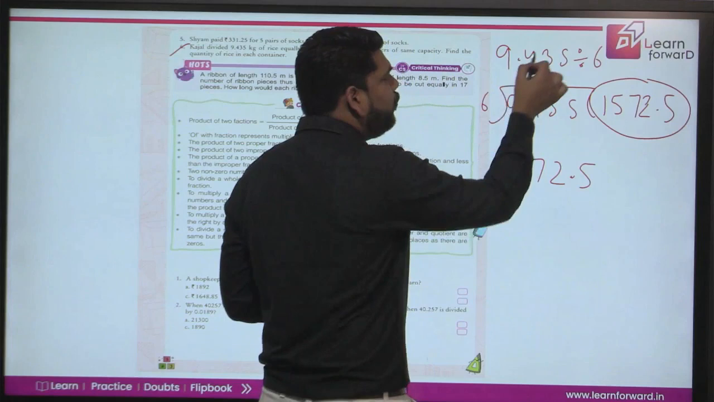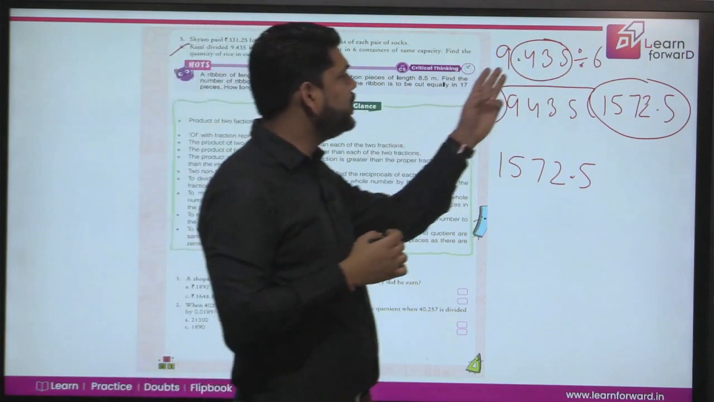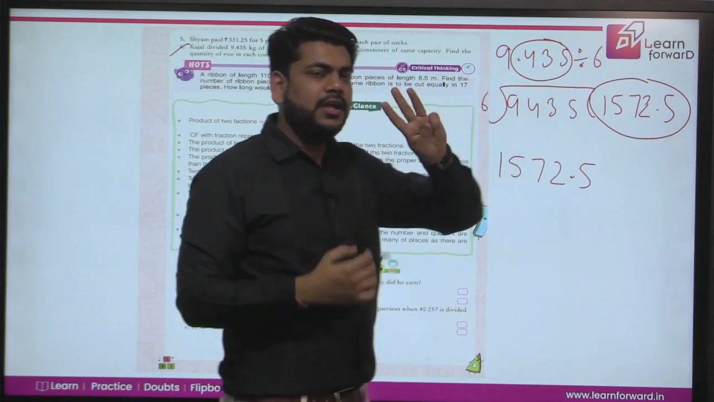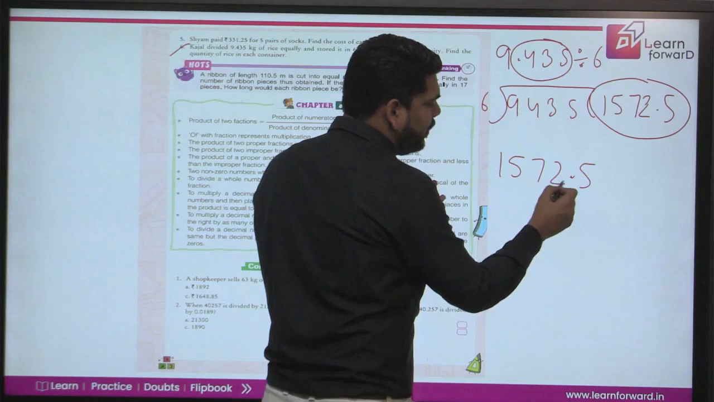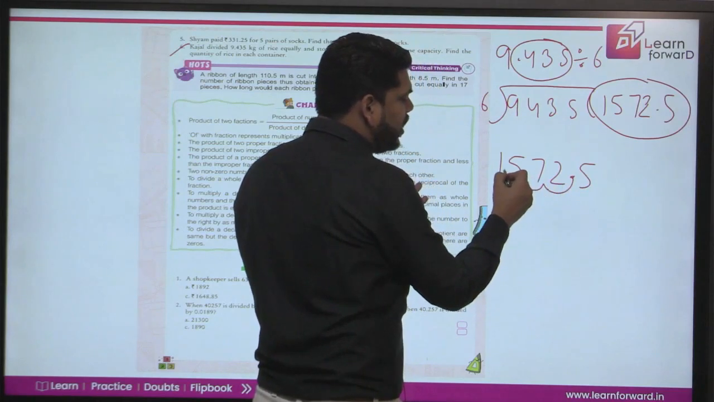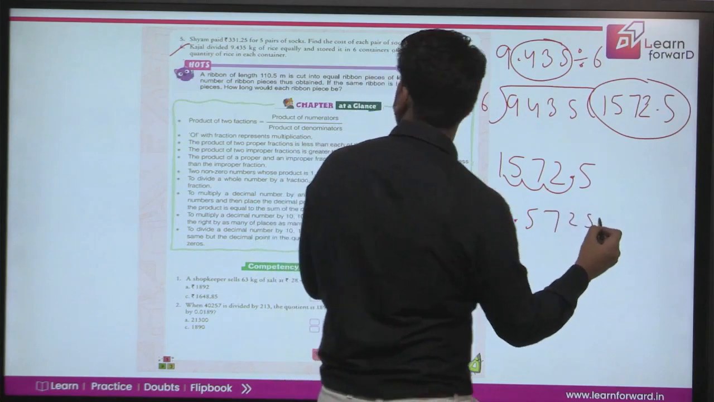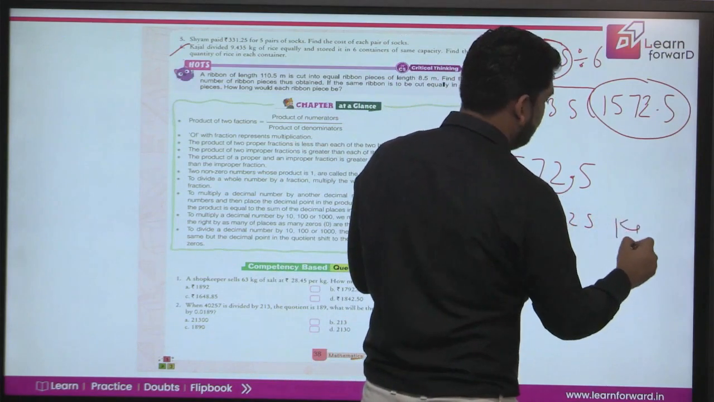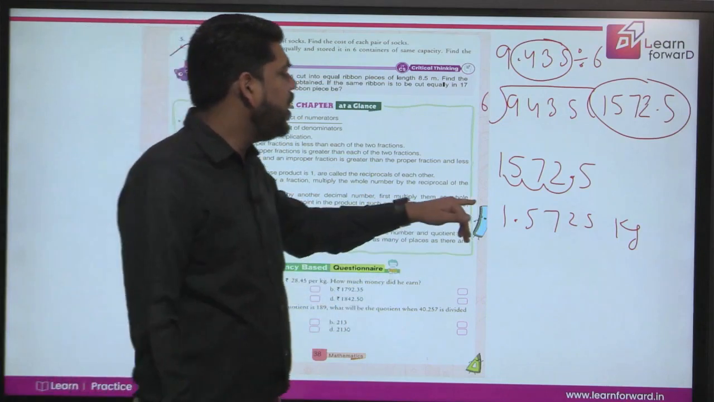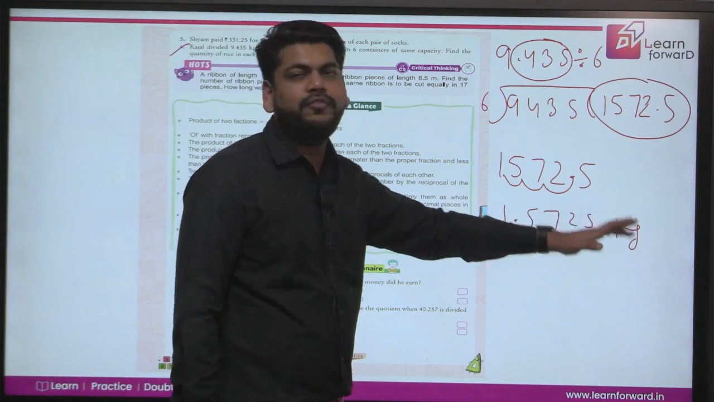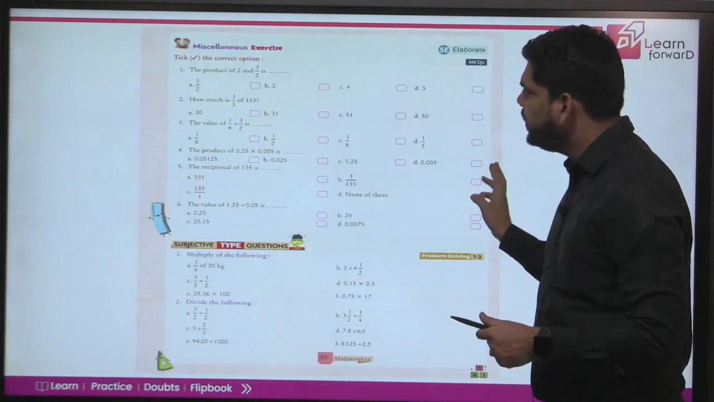Now there was decimal, right? How many numbers were there after the decimal? 3. So we'll shift this decimal from here 3 numbers toward the left. Your answer will be 1.5725 kg. So what is the quantity of rice that each container will have? It will have 1.5725 kg of rice. I hope this whole chapter is clear to you.